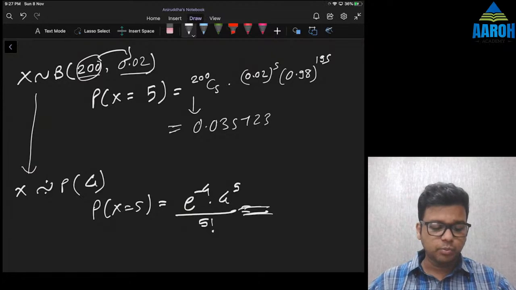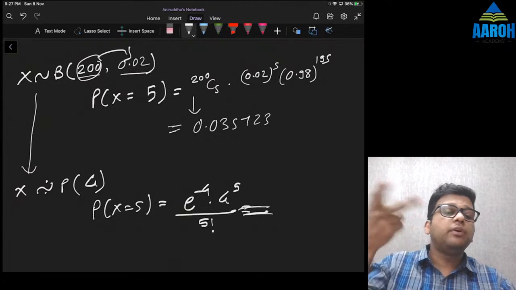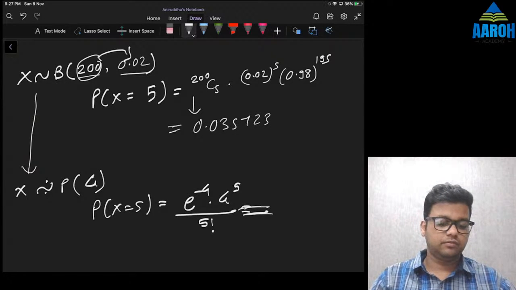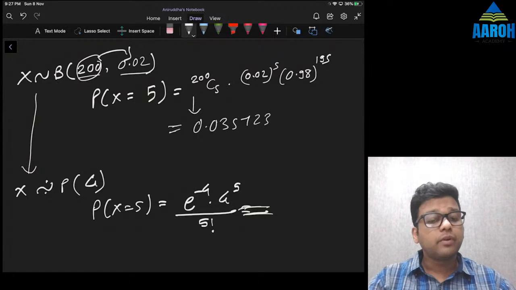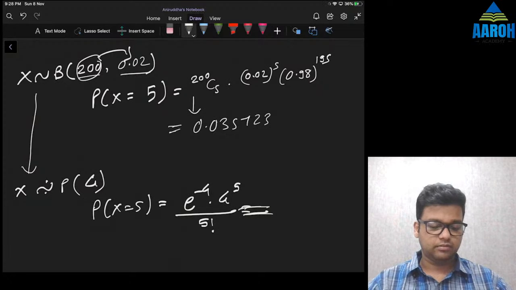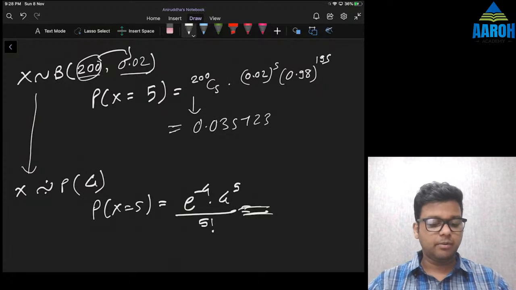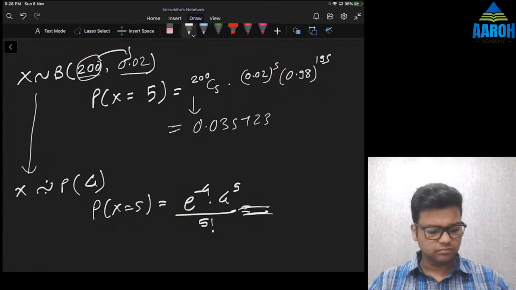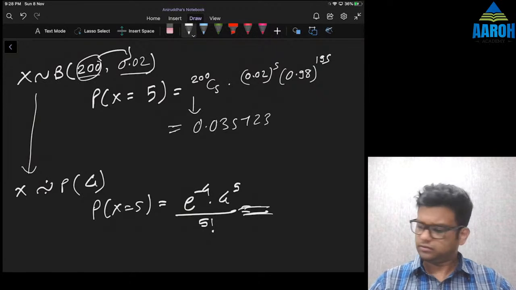E raised to minus 4 is 2.71828 raised to 4 and reciprocal, multiplied by 4 raised to 5. 4 raised to 5 means multiply by 4 five times, then divided by 120. No, we are getting something else.